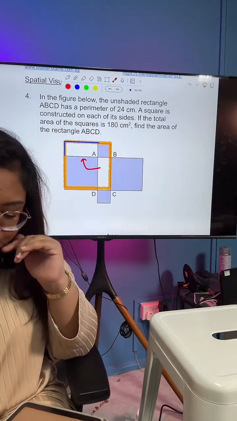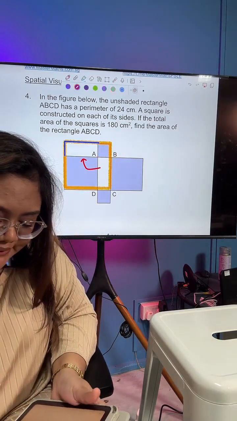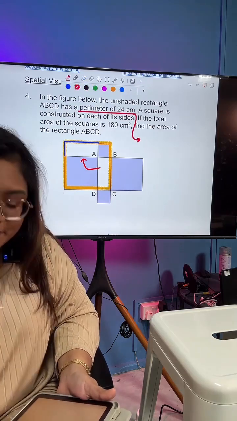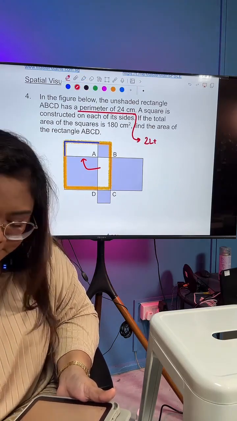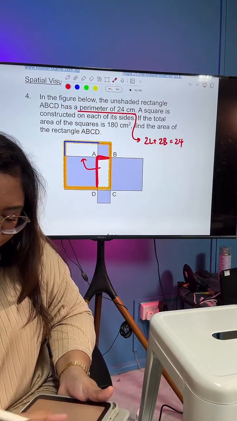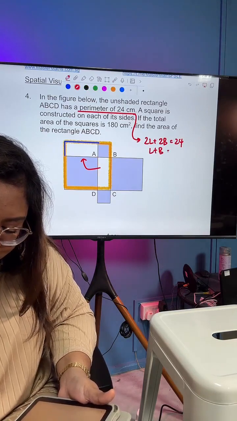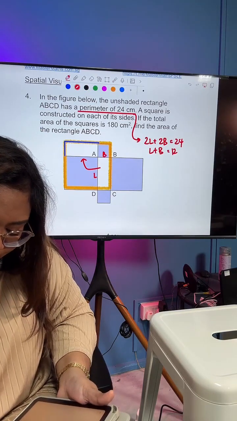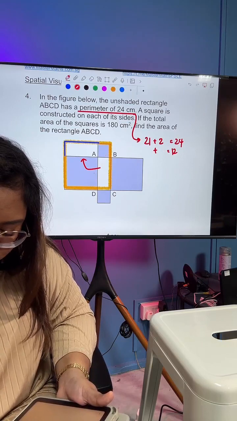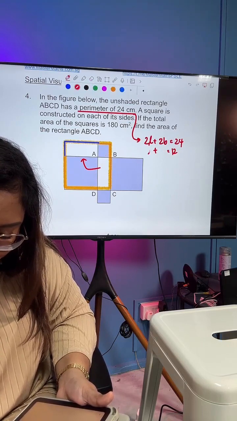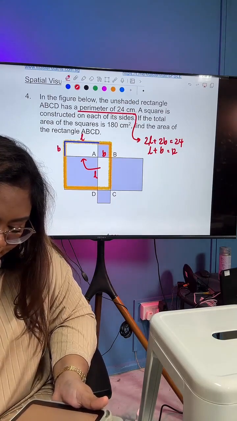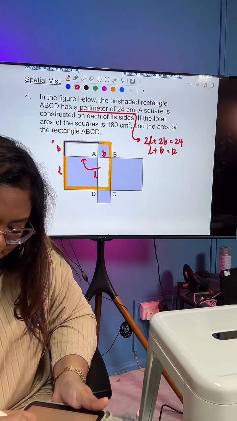Can follow? Then we notice that 24 cm is 2 length and 2 breadth. 2 length and 2 breadth gives me 24, correct? The length and breadth being these two, yeah? So length plus breadth gives us 12. This is length, this is breadth. I use a short, small letter because we already have B. 2L, 2B. So L and B. This is your L, this is your B. Which means this portion is 12.